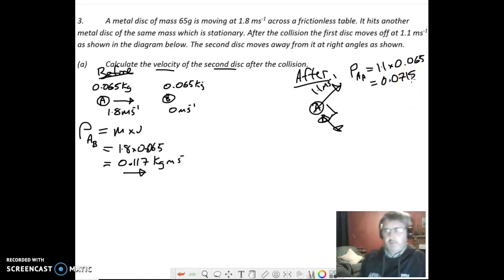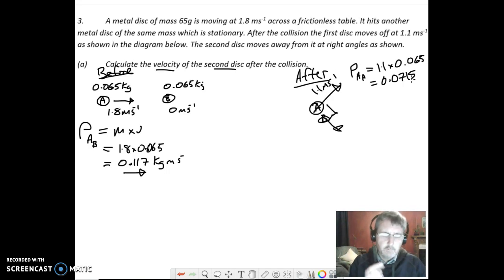Now here's the key concept of this problem. A started with 0.117 kilograms meters per second to the right. Now it has 0.0715. It had a change in momentum. The change in momentum that A had is equal and opposite to the change in momentum B had. Because where did the momentum in A come from? It just can't come from nowhere. And overall, there has to be no change in momentum. So if A changes its momentum, there has to be an equal and opposite change in momentum from B.